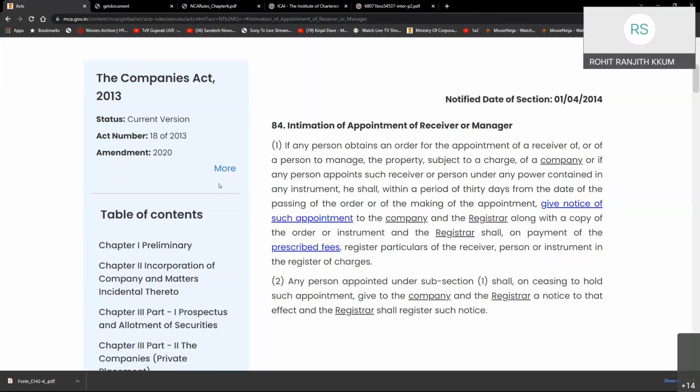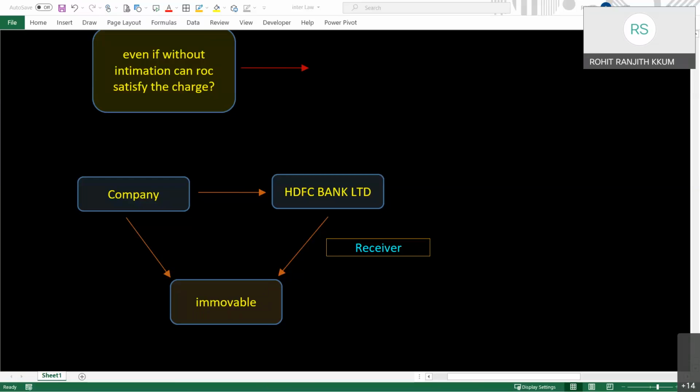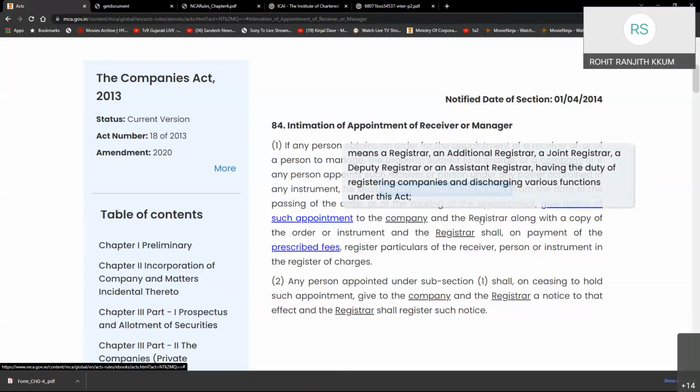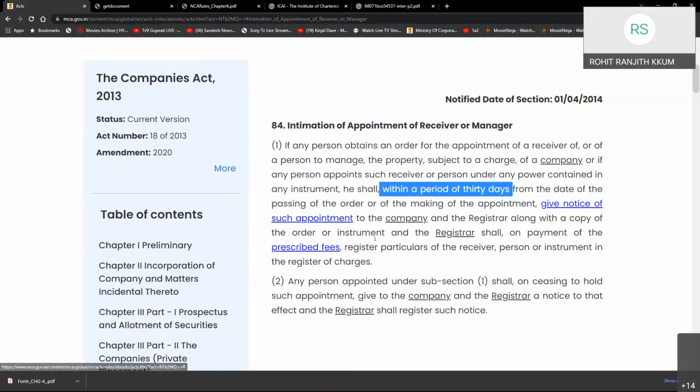For the appointment of a receiver or a person to manage the property subject to a charge of a company, or if any person appoints a receiver or person under any power contained in any instrument or contract, he shall, within a period of 30 days from such date of appointment or passing the order, give notice of such appointment to the company as well as to the registrar, along with a copy of the order or the instrument. And the registrar shall, on payment of the prescribed fees, register such particulars of the receiver or person in the instrument. So you have to give the notice.